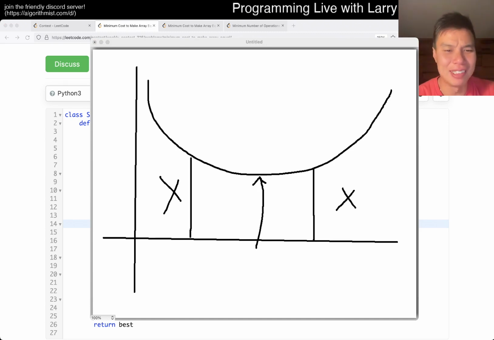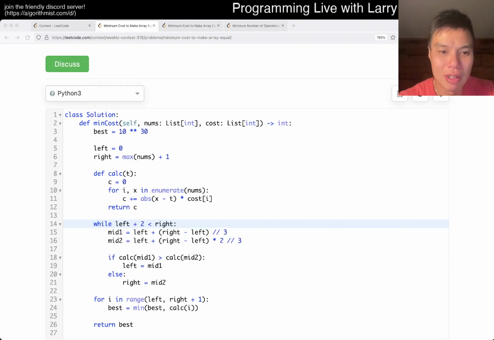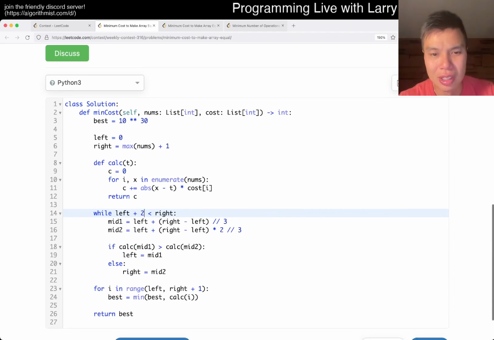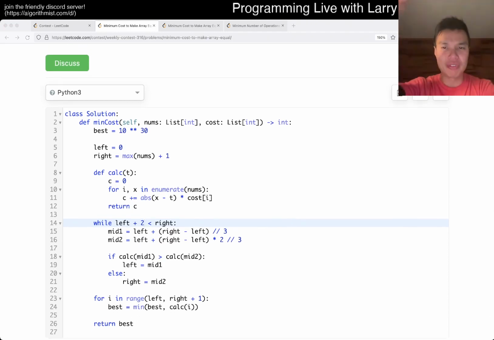So I don't have any patterns or libraries or whatever fancy things. Let's get back to the code. I'm going to go over this code now, which is my ternary search code. It's not perfect, to be honest.